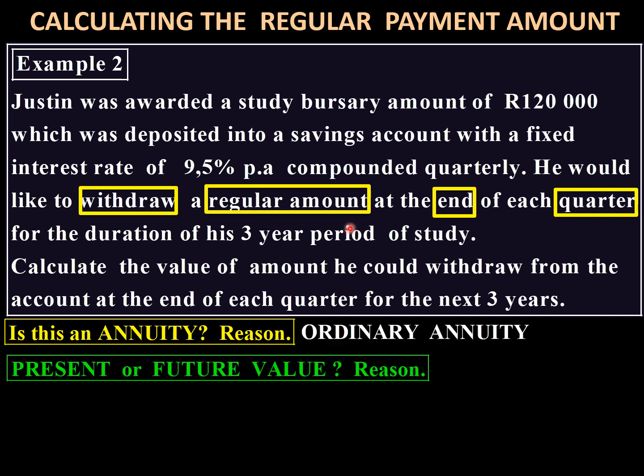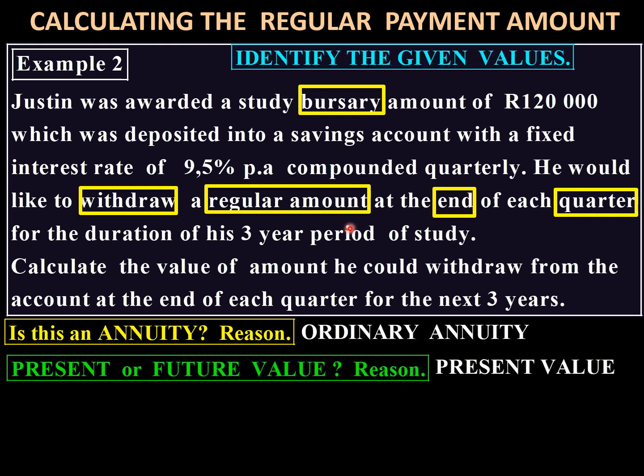Now, is this a present or a future value calculation? Let's see, there should be a keyword, bursary. When you get the bursary, it's now, not in the future. The bursary amount is allocated now, not in the future. So this is a present value.